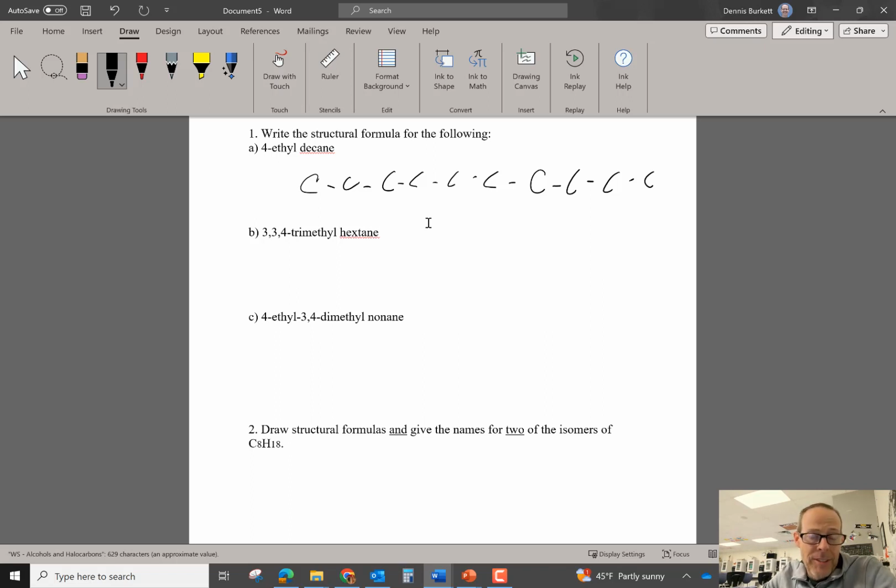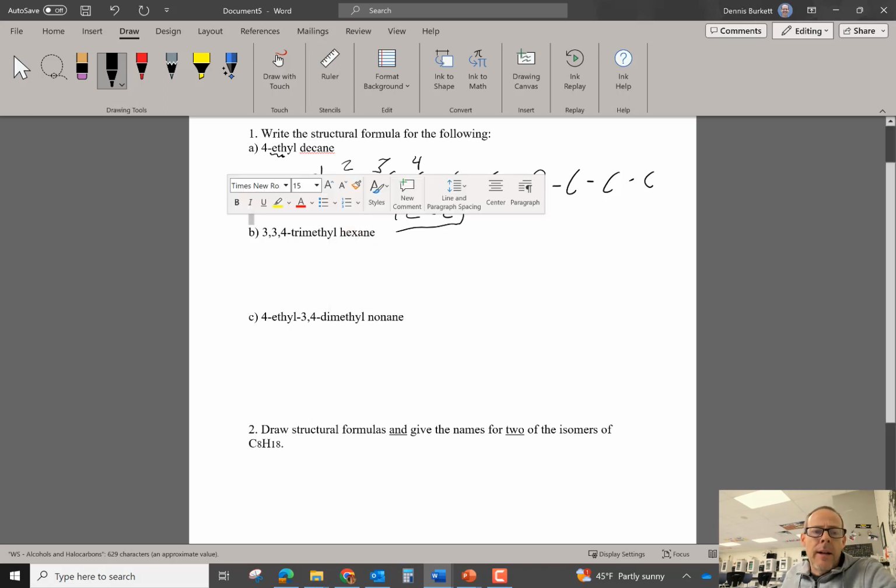I have an ethyl, okay? So eth is what number? 2, okay? So I need a 2 carbon long chain. Where do I need it? Oh, on carbon number 4. So on carbon number 4, I'm going to go ahead and put C-C. Okay? So that is an ethyl, 2 carbons long, on my 4th carbon in my decane. All right? This next one is interesting, because that's not a word. Let's make it hexane.